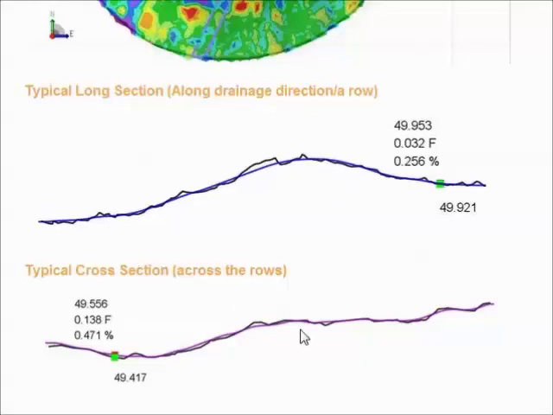Here's a cross section that's perpendicular to the furrows, and you see it's because we had the cross section slope set to plus and minus 1%, the slopes are positive and negative, as in they can fall in both directions, but it's still following the natural topography as closely as possible.